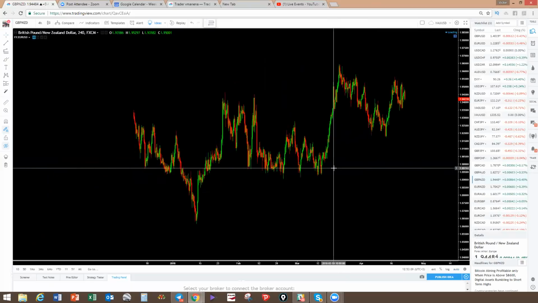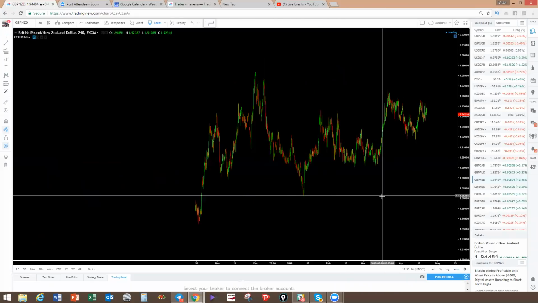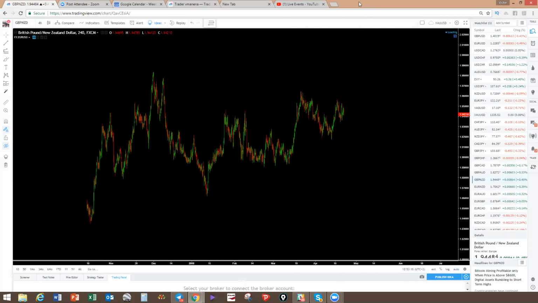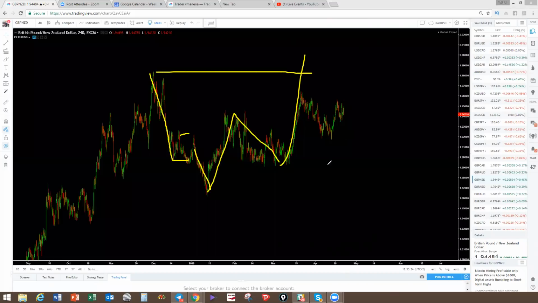Pound New Zealand on the 4 hour. So pound New Zealand, we're looking for something like this, come and test the top there. Okay, but now we are in this move here.